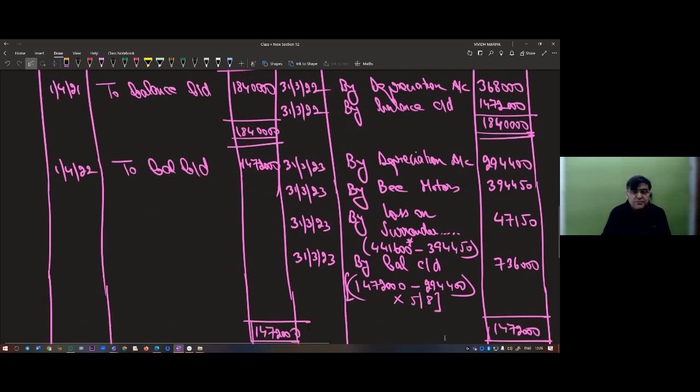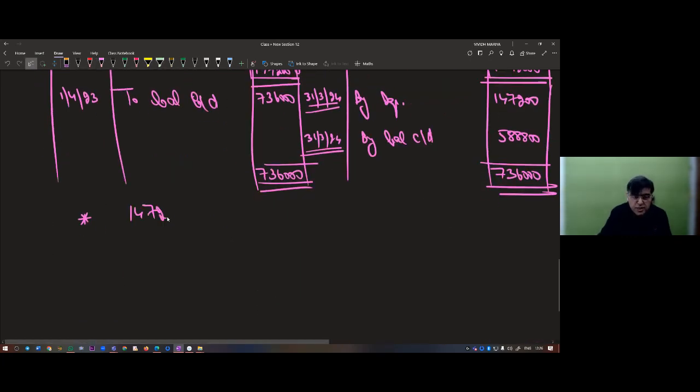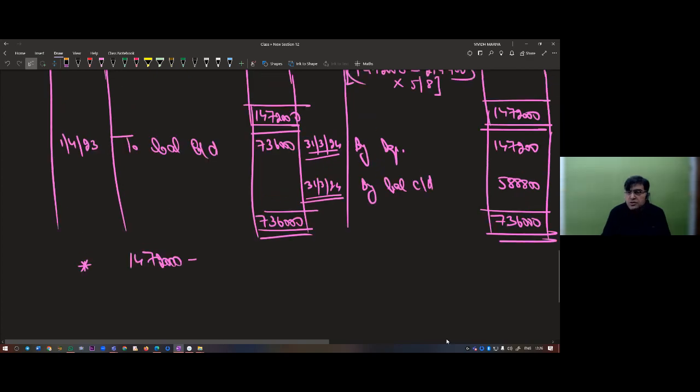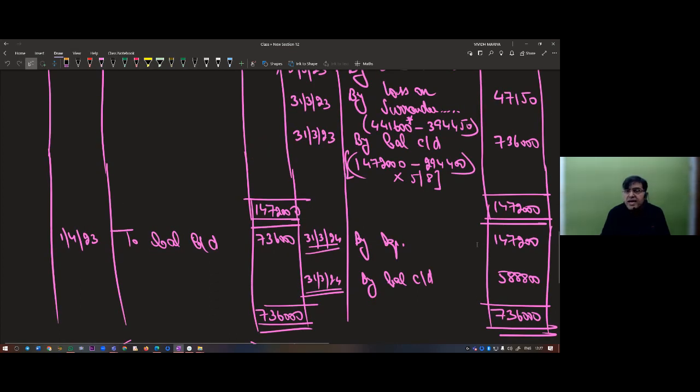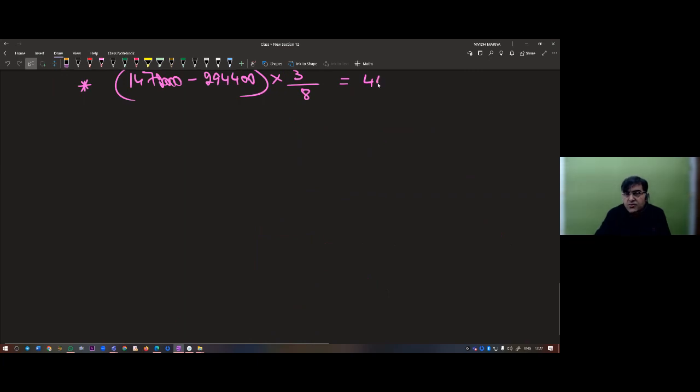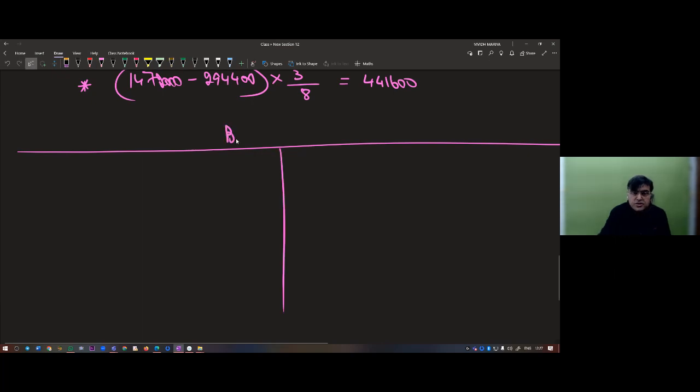This is 1472. 1472 minus 2944, 00. 23 divided by 8 into 3 divided by 8 is equal to 4 lakh 41,600. Next account is B Motors account.